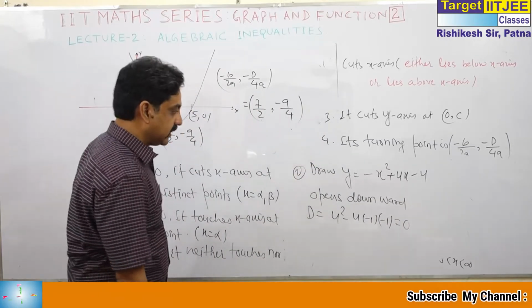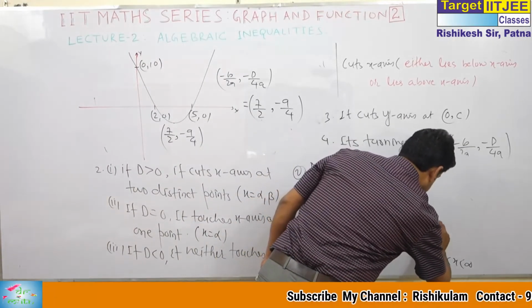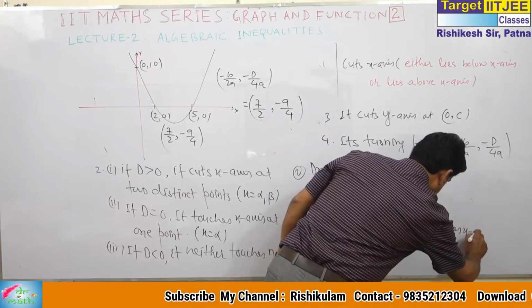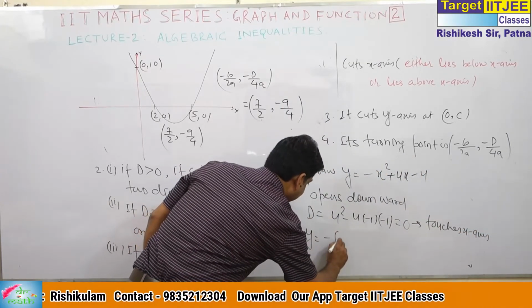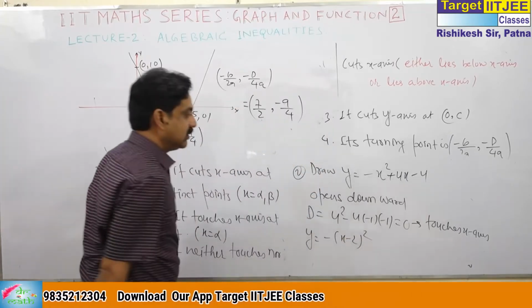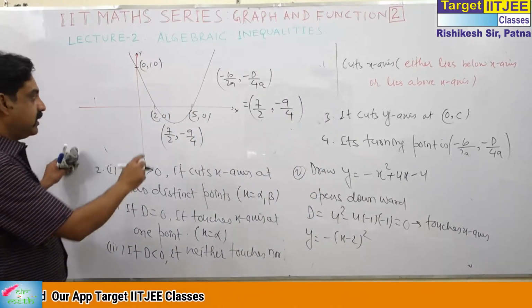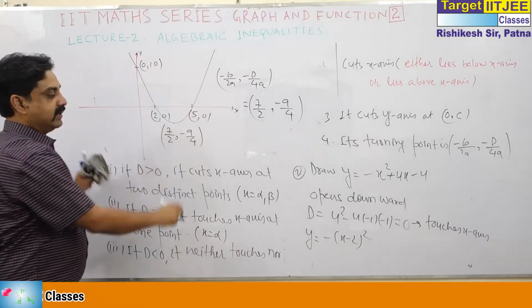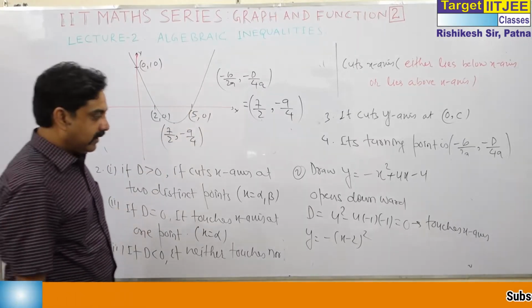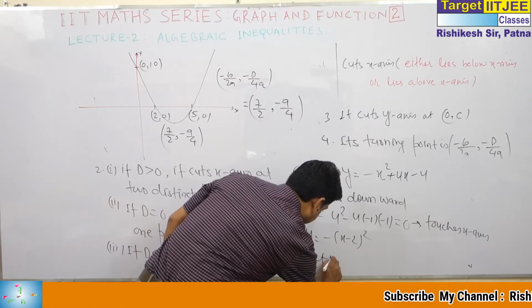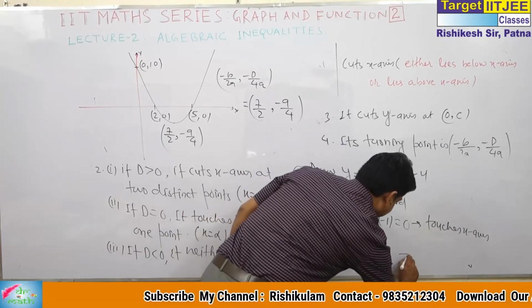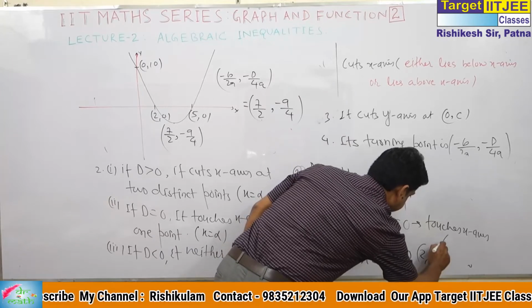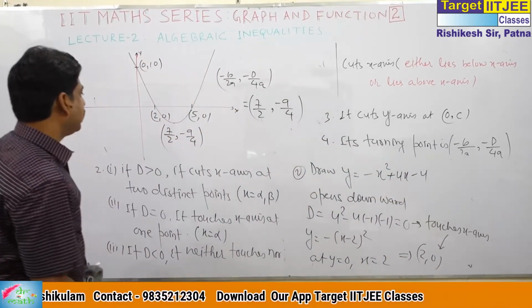Which means it touches the x-axis. You can also guess it as follows. Actually, y is minus x minus 2 whole square, which means only one root. It cannot cut the axis at 2 points. It touches the x-axis. And at which point? At y is equal to 0, x is equal to 2. It touches the x-axis at 2, 0. So this is enough to draw the graph.